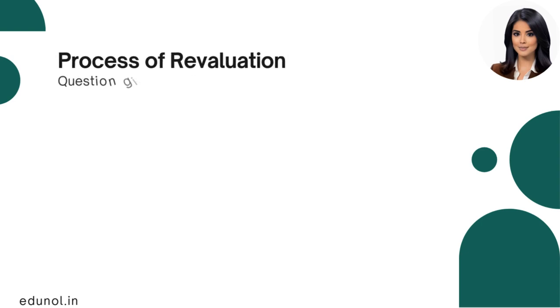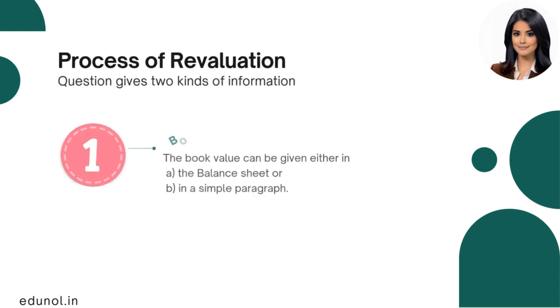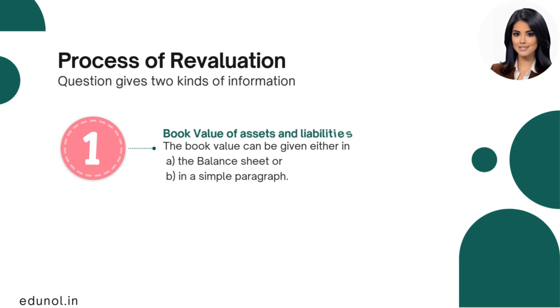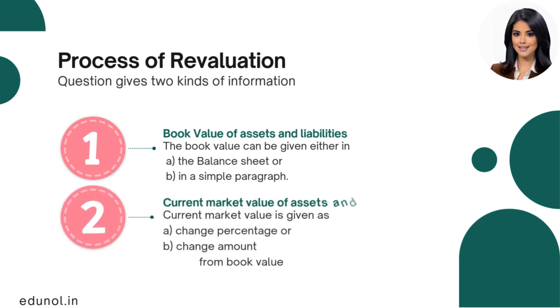In the question, you will be given two kinds of information. First, the book value of several assets and liabilities. The book value can be given either in the balance sheet or just written in a paragraph. Second, the current market value of several assets and liabilities. This is given either as a change percentage or change amount from book value.